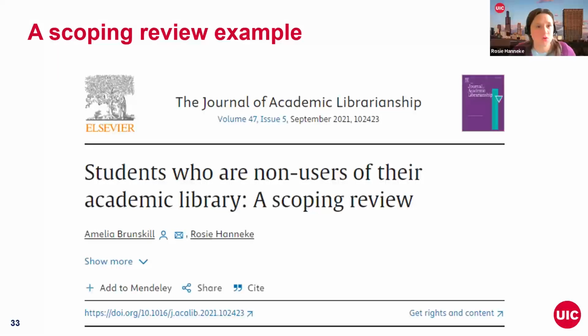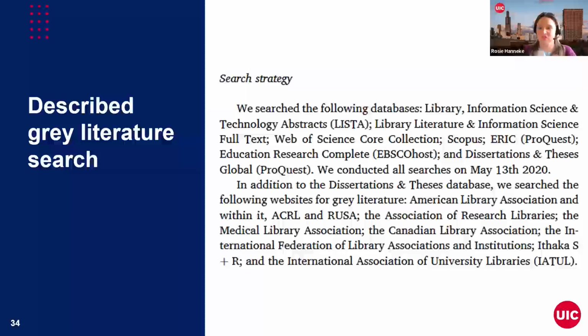I did want to mention a scoping review that I worked on a few years ago with my colleague Amelia Brunskill, who, along with me, is co-chair of our systematic reviews committee here at the library, working group, I should say. We did a scoping review of students who are non-users of their academic libraries. In addition to searching, this is from the methods section of our paper. The first paragraph describes the traditional database searches that we did. We included dissertations and theses global in that database list. And then in the second paragraph, we describe additional gray literature sources that we searched.